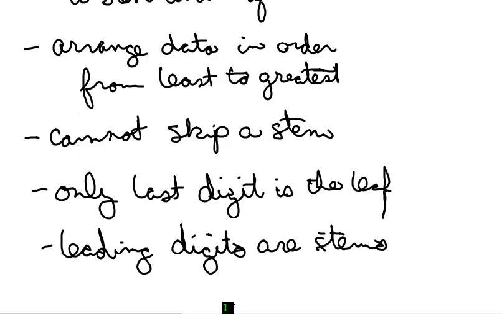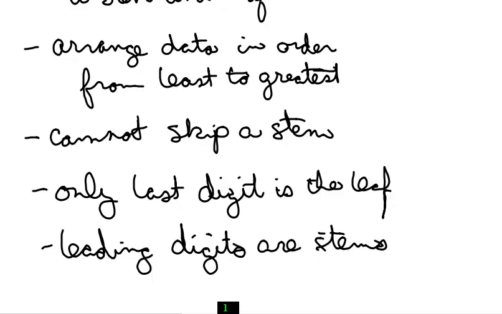Okay, now then, a stem leaf plot. We do use these quite a bit. We use the data to create what we call a stem and a leaf. We arrange the data in order from least to greatest. And a key thing here is we cannot skip a stem. I'll explain the difference between a stem and a leaf in just a moment.